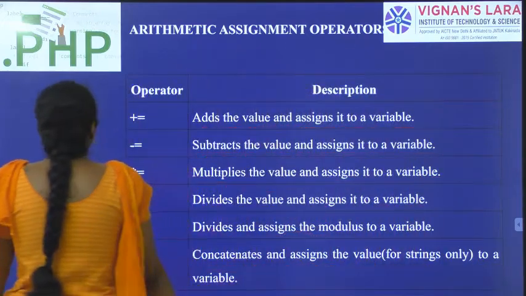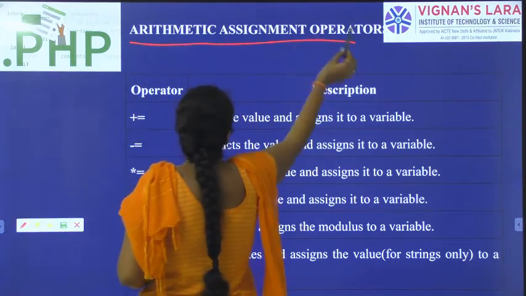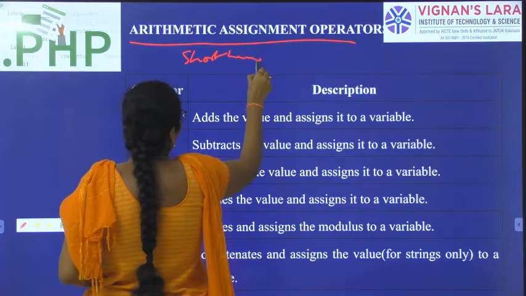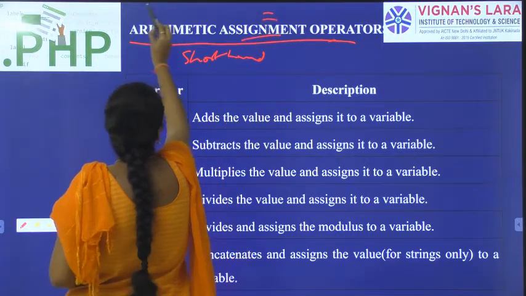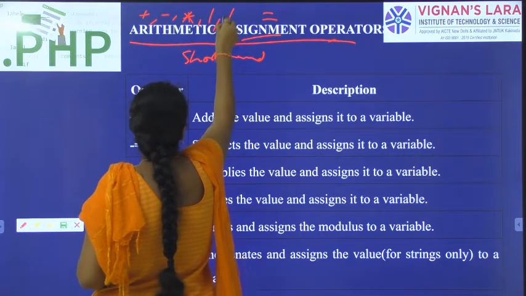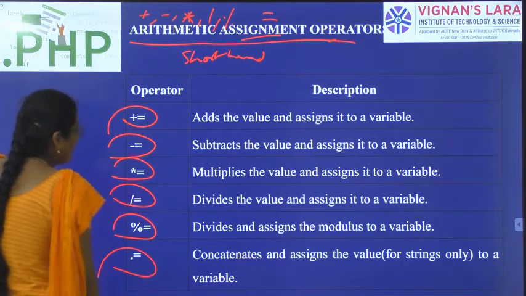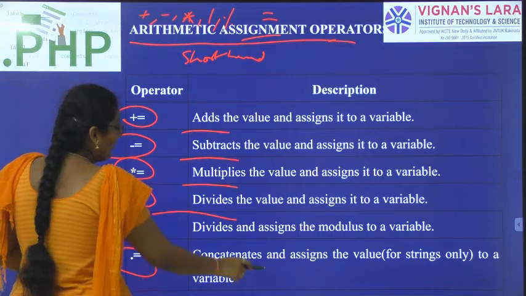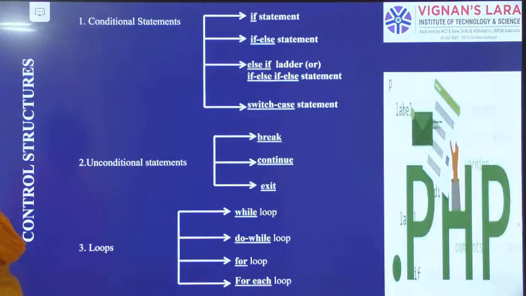So we have a very special type of operators, arithmetic assignment operators. They are also called shorthand assignment operators, where the assignment operator is equal to, and arithmetic operators are plus, minus, multiplication, division, modulus. For all those we have added the assignment operator, where we can add, subtract, multiply, divide or concatenate and assign the values to variables.